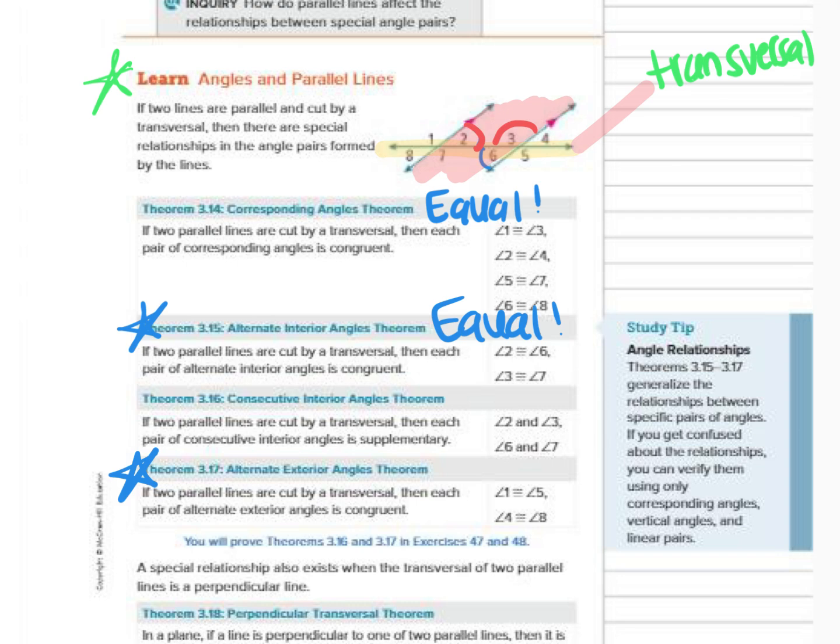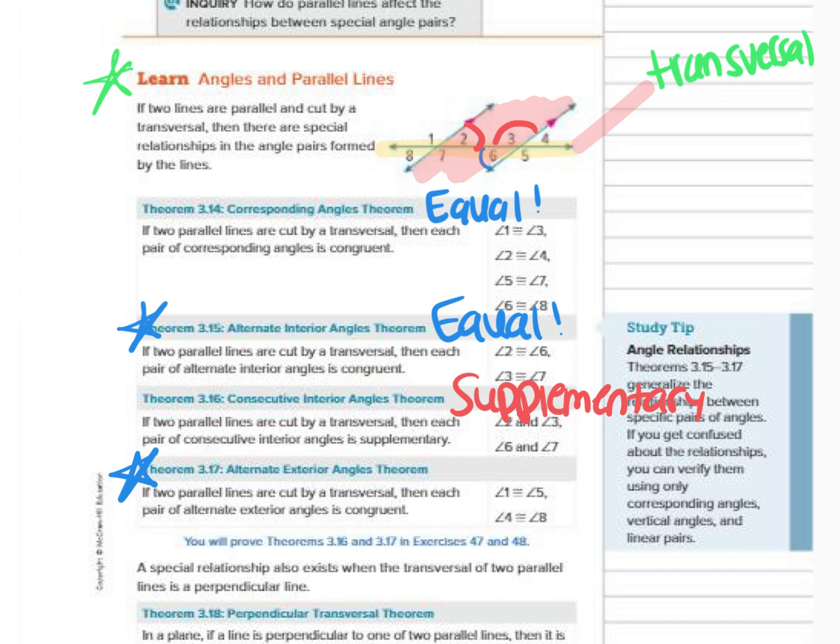But angle 2 we said was acute. Angle 3 to me looks obtuse. So for that reasoning, they cannot be equal, but they're actually going to be supplementary. And hopefully you remember, supplementary means when you add those values together, they are going to equal 180 degrees.